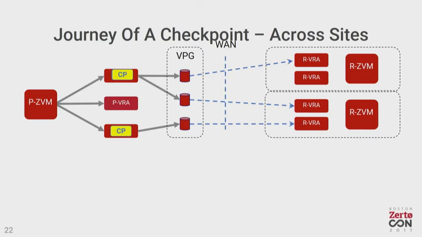So how do we actually strive for that? How do we solve for the challenge of completeness and consistency in checkpoints? And just like we talked about the data flow for that imaginary 16 megabyte segment, we'll talk about the flow of the checkpoints through the system from the ZVM, the production VRAs, to the recovery site VRAs, and the recovery site ZVM.